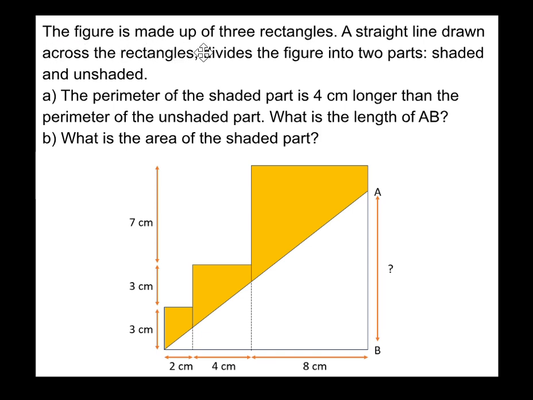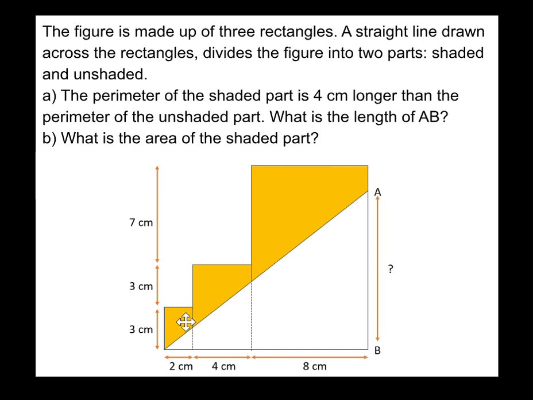The figure is made up of three rectangles. A straight line is drawn across the rectangles, divides the figure into two parts, shaded and unshaded. The perimeter of the shaded part is 4 cm longer than the perimeter of the unshaded part. What is the length of AB? What is the area of the shaded part?